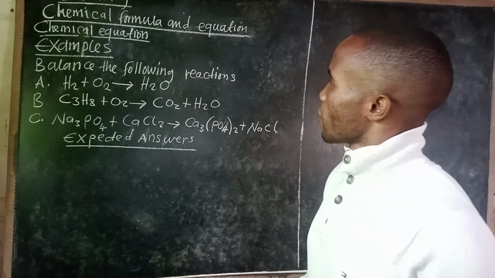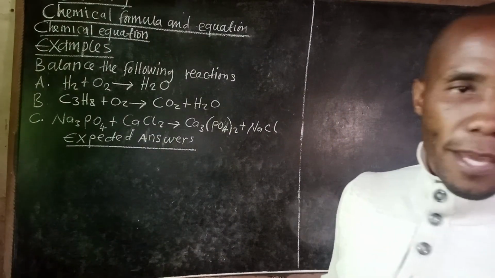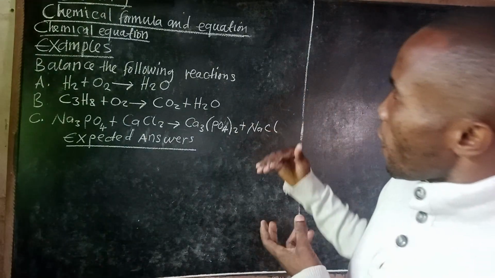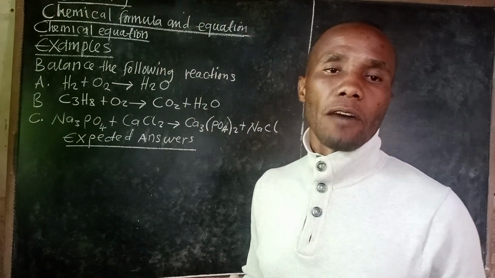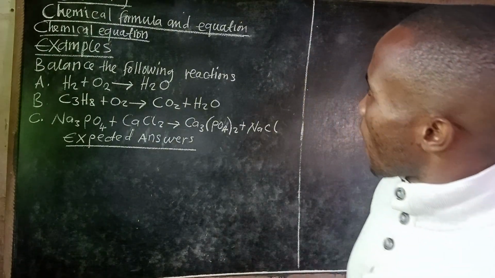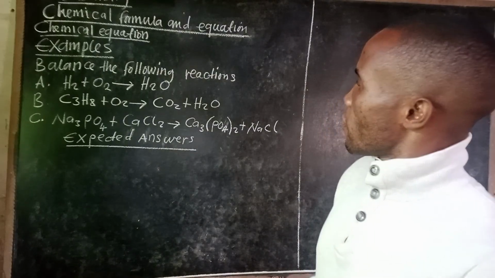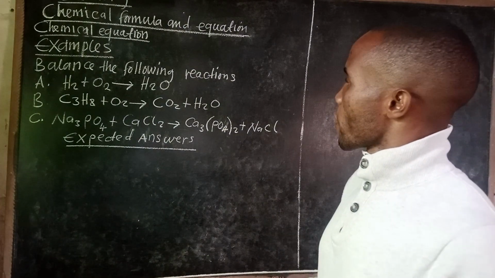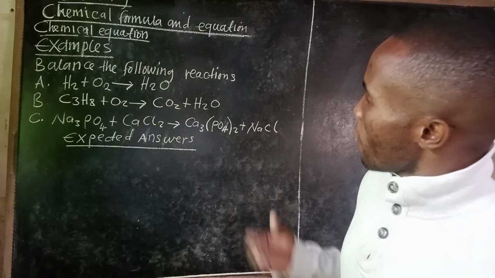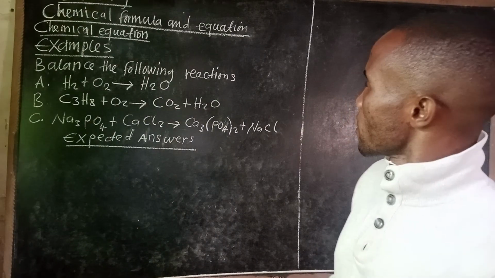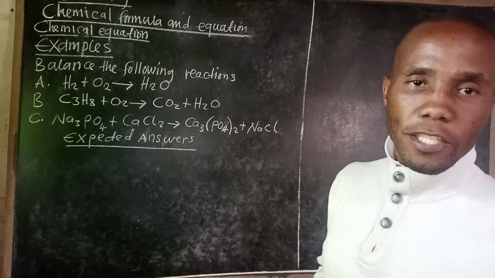Okay, so let's now continue from where we ended on our previous lesson. We ended on examples. So we have now to give the examples on how to balance the chemical equations. The first one, balance the following reactions. We have A, hydrogen gas plus oxygen gas is equals to water or H2O.